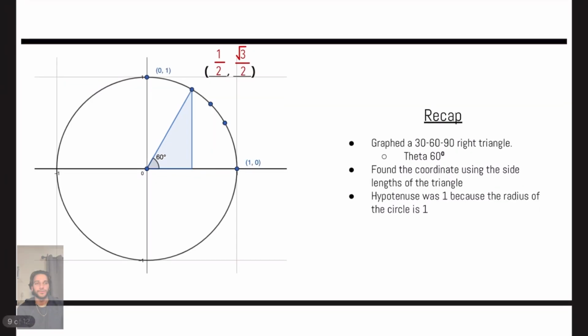So here's what that triangle looks like on the unit circle. Our theta degree angle was 60 degrees. And so now we were able to find the coordinate using the base length and the height. So our base length was 1/2, and our height for this triangle is root 3 over 2. So that's where we got that number. And then lastly, our hypotenuse was 1 because the radius of our circle is also 1.